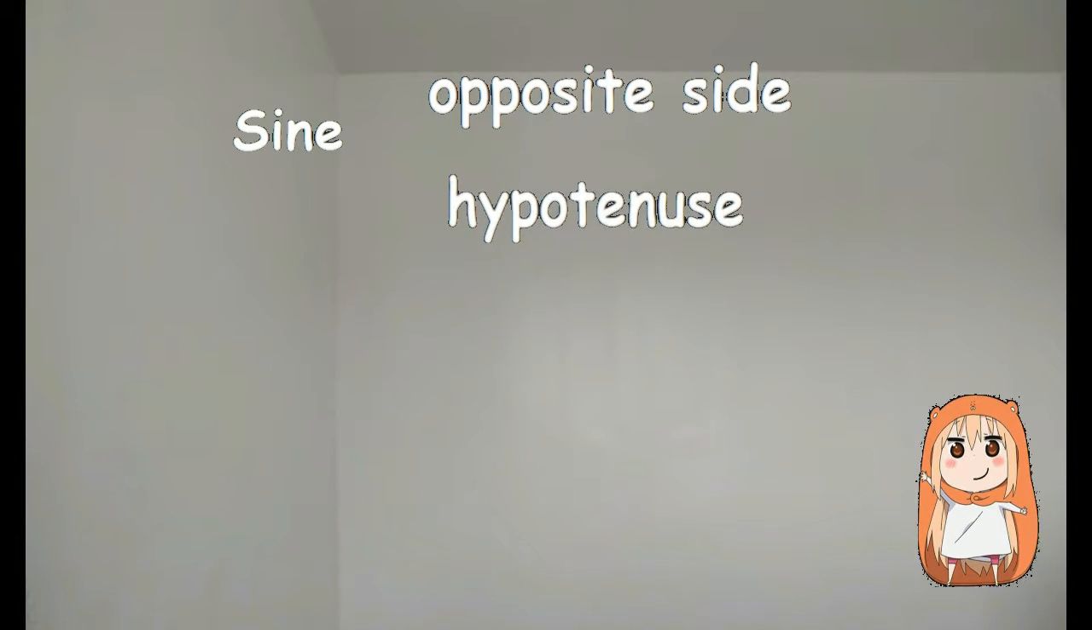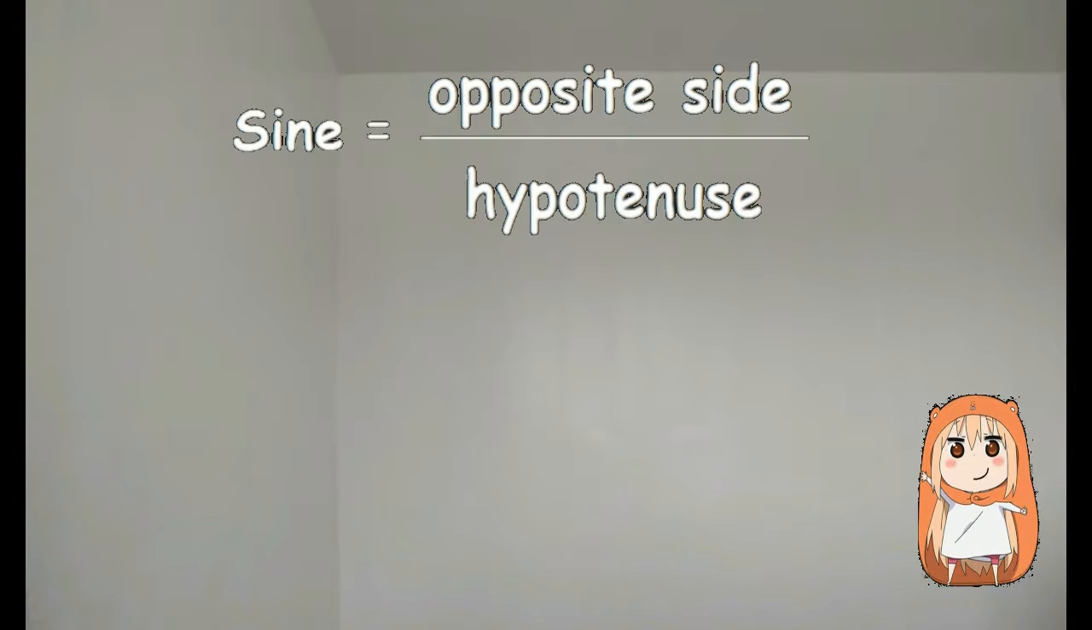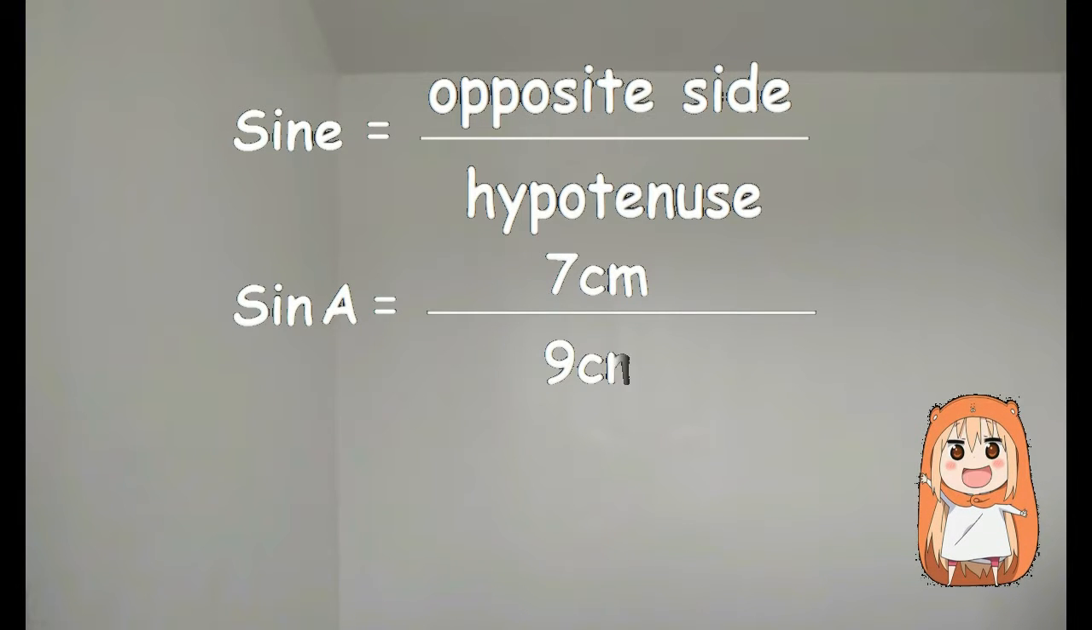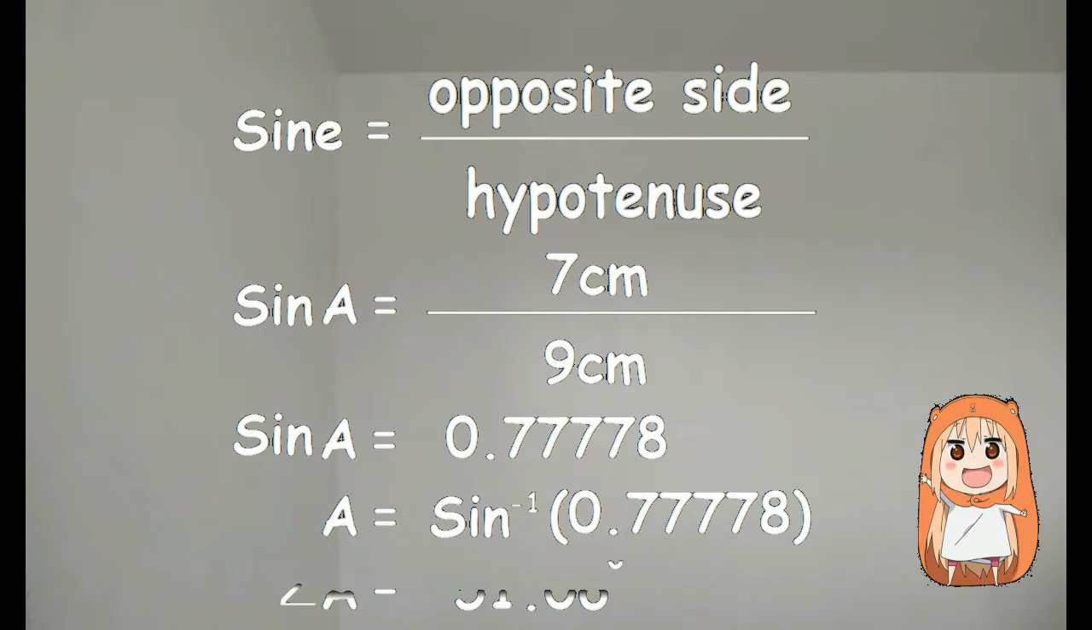Then, let's start solving. Sine theta equals the opposite side over hypotenuse. Let's substitute the value of the opposite side, which is 7 cm, and the value of the hypotenuse, which is 9 cm. That will come up to sine A equals 7 over 9. Upon solving using the calculator, the answer is 51.06.